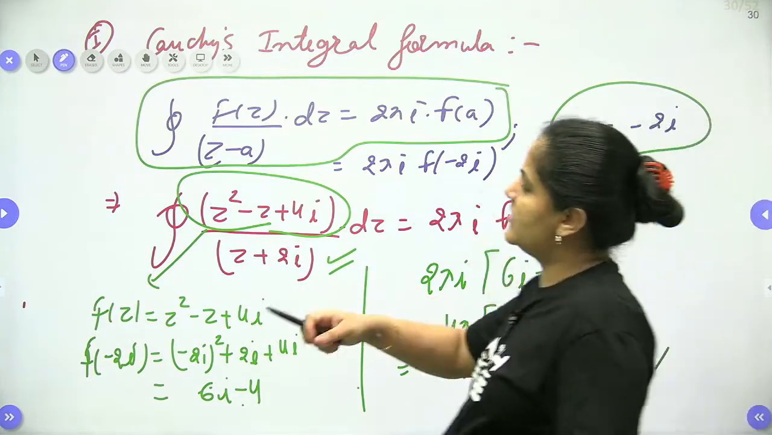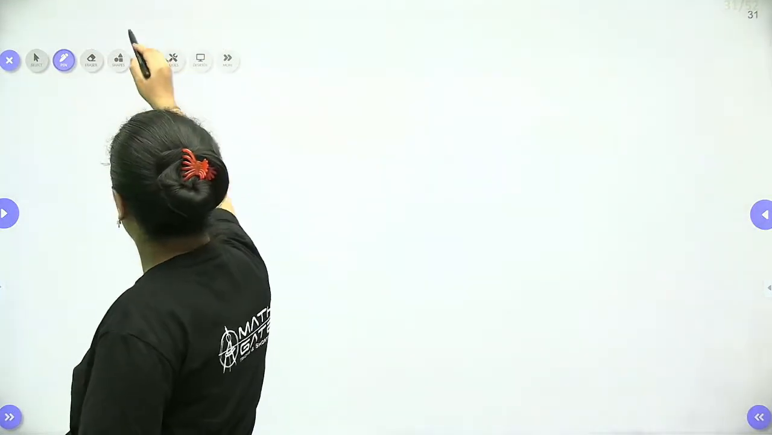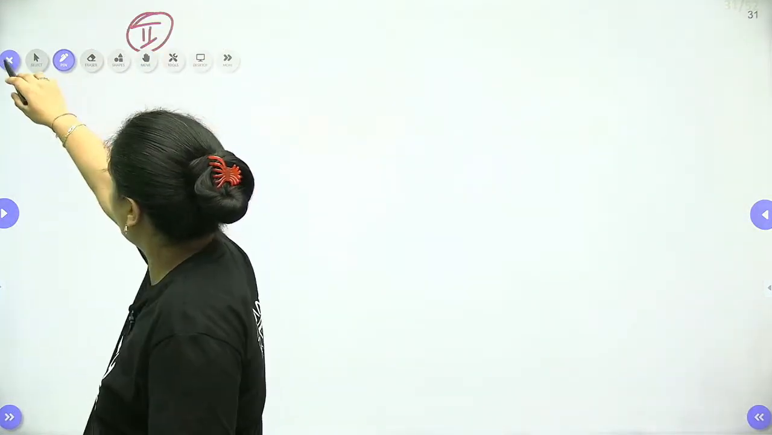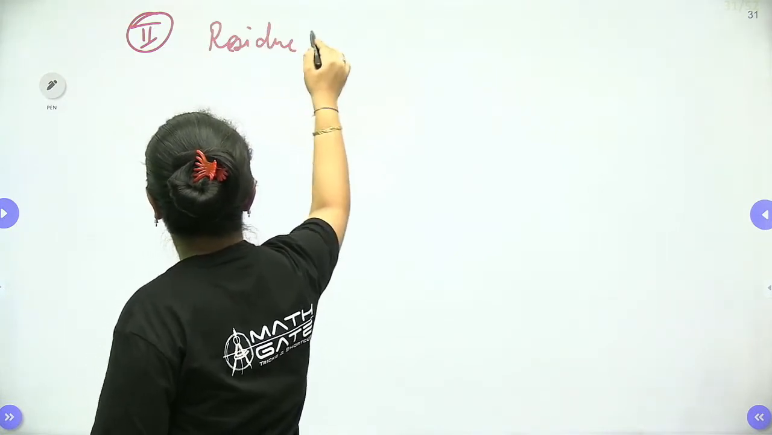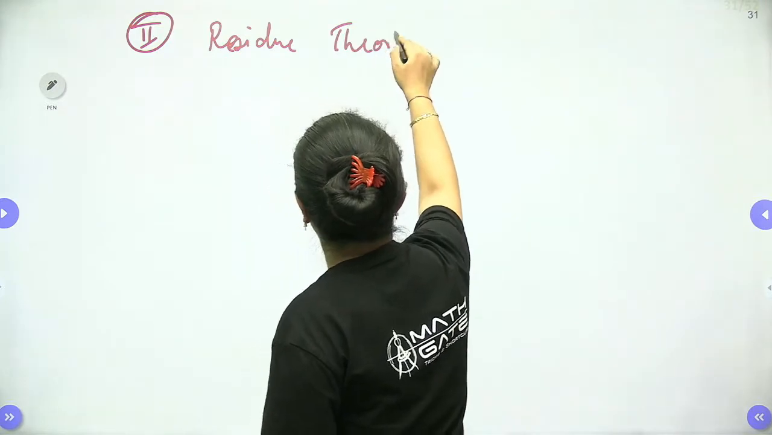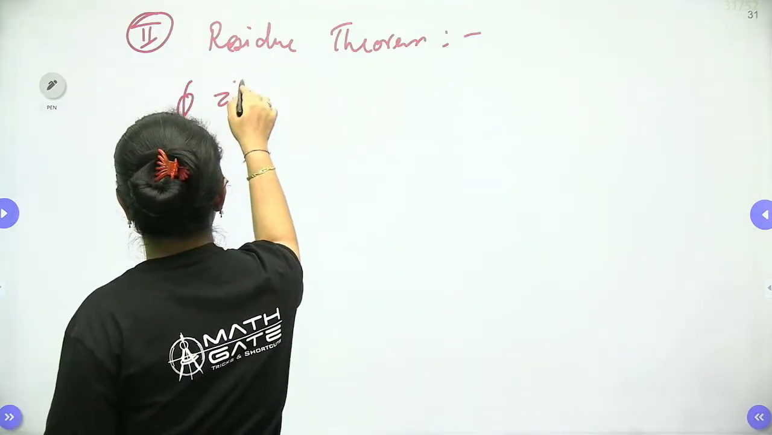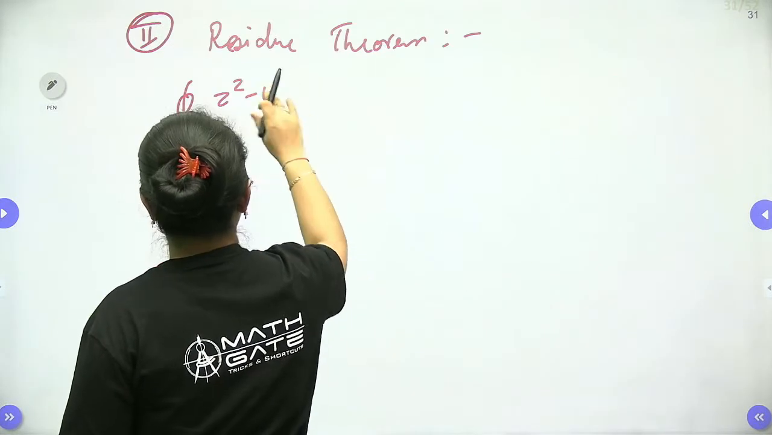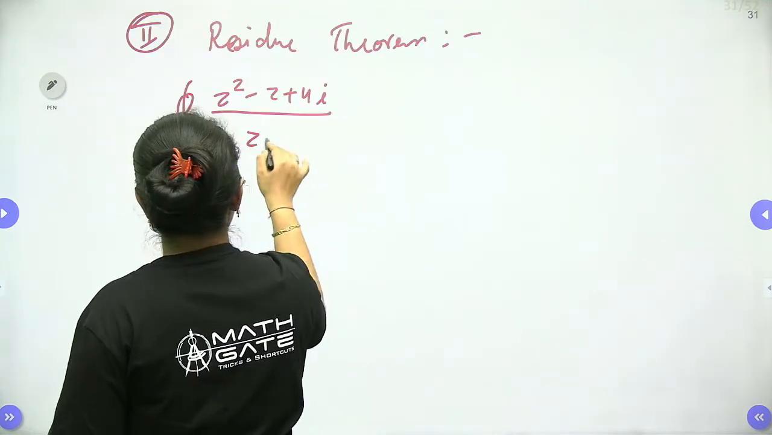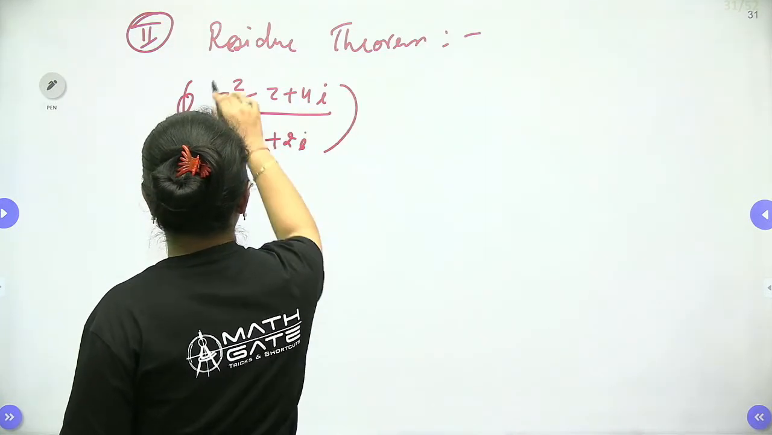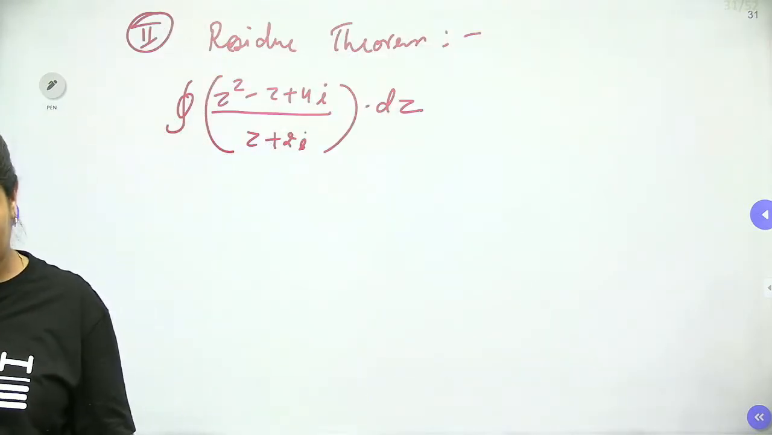Now let's approach the same question with the help of Cauchy's residue theorem. For applying the residue theorem, we have to find the residue first, right? So let me write down the question here. The question is the integral of z square minus z plus 4 iota, divided by z plus 2 iota, dz. If we want to find the value of this one, we have to find the residue, dear students.